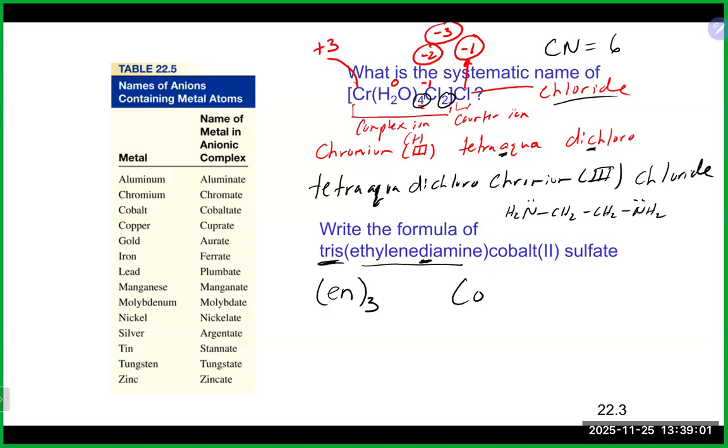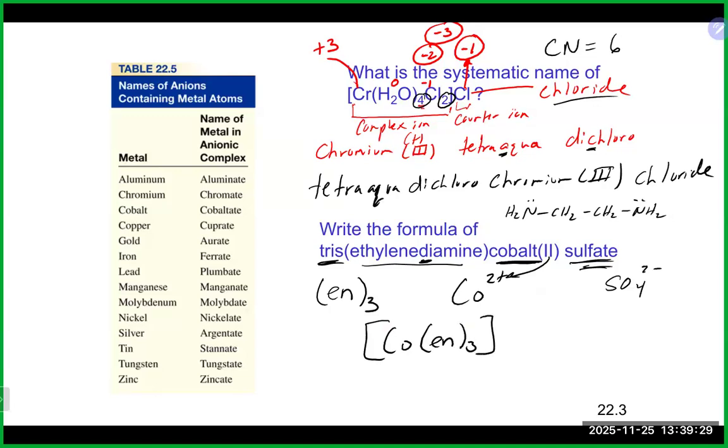Cobalt with a Roman numeral 2 means the cobalt has a +2 charge, and our sulfate here is our counter ion, which is over here. I know the sulfate is the counter ion because the metal always comes at the end of the complex ion name. So cobalt 2 is the metal, at the end of that is a complex ion. So putting this together, I have Co and I have 3 of these guys.